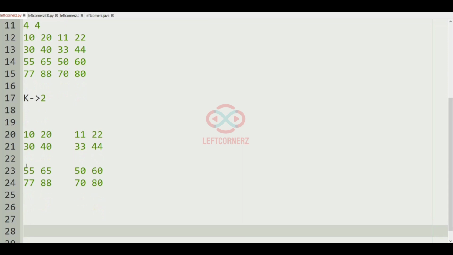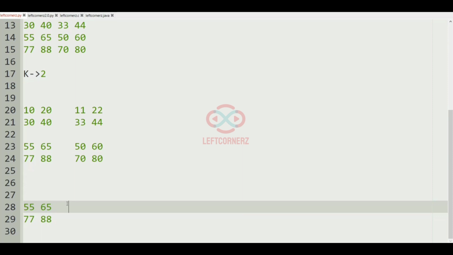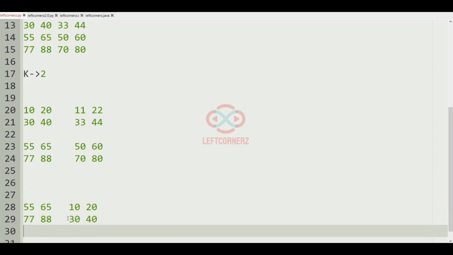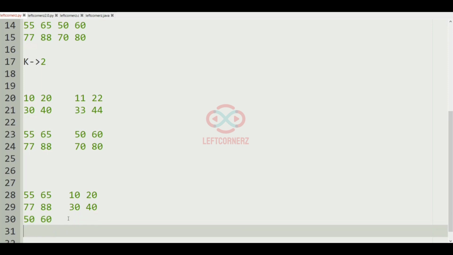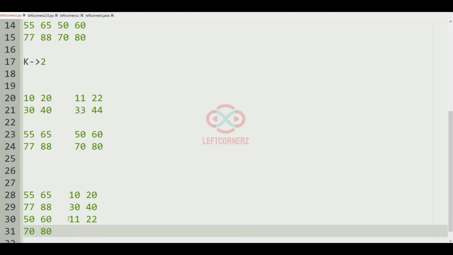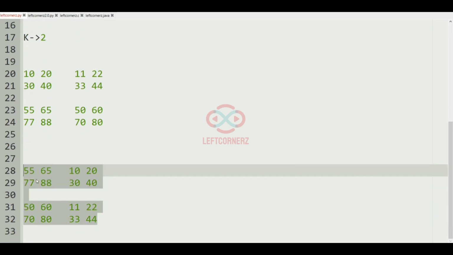For the first rotation, the first quadrant will be 55, 65, 77, and 88. For the next quadrant, we will have 10, 20, 30, and 40. For the next quadrant, we will have 50, 60, 70, and 80. And for the last one, we'll have 11, 22, 33, and 44. So now one rotation has been done.